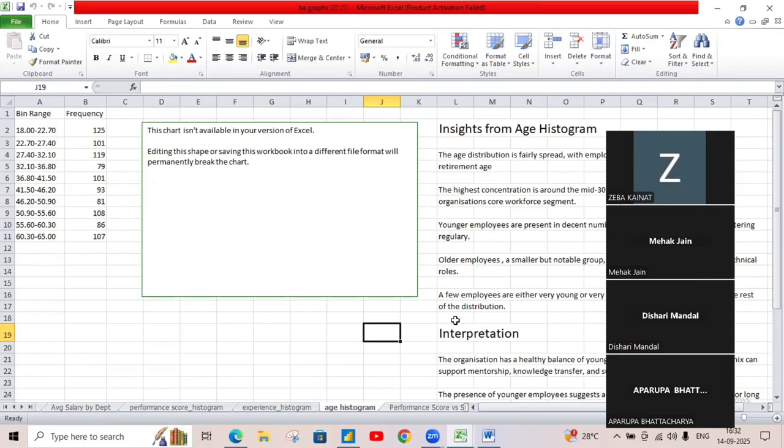So this is an age histogram, which again helps in interpretation that the organization has a healthy balance of young as well as experienced employees. The mix of them is very important for the purpose of succession in the organization. The younger employees help with new ideas and active recruitment, whereas the experienced employees help with top-level performance. So again, mixing both of them will help in better efficiency of the organization.